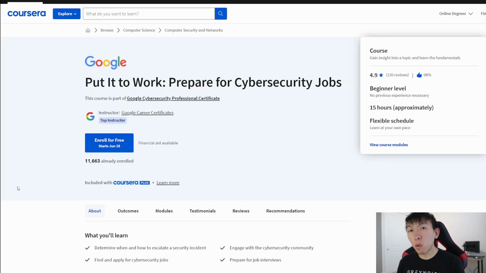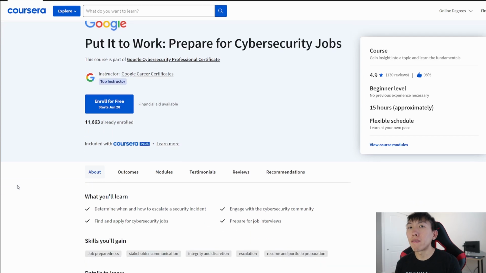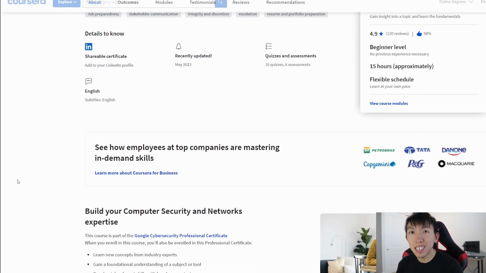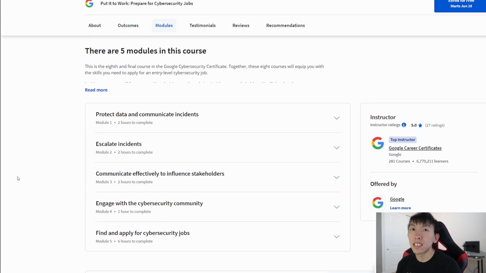Last but not least, Course 8 is Put It to Work, Prepare for Cybersecurity Jobs. The last course wraps up everything that you learned so far and focuses on making decisions and escalating incidents to stakeholders. It'll provide you with some tips on how to stay up to date in cybersecurity, as that is one of the prime responsibilities that we need to continue to do. Lastly, this course will help you create a resume/cover letter and provide you with interview tips to help you in the job market.